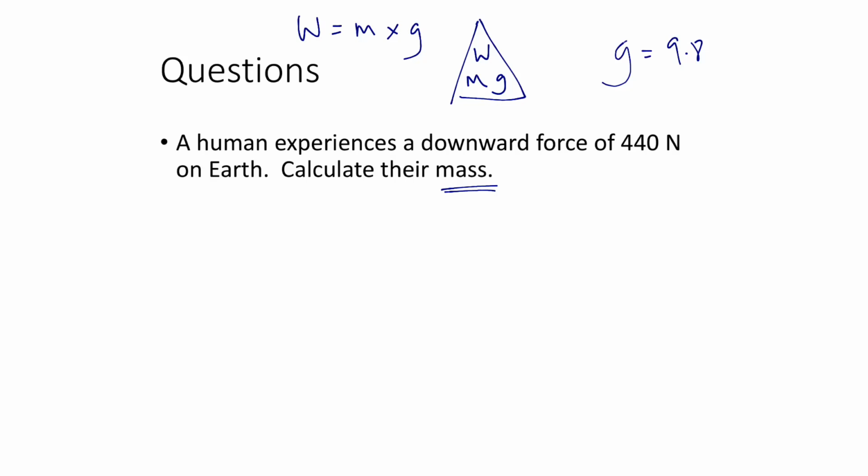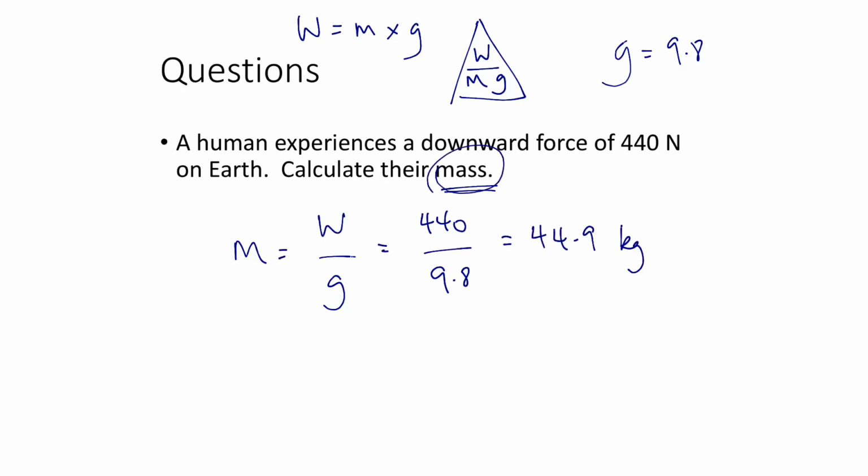So we want to find mass, so that equals weight divided by gravitational field strength. And now we plug in the numbers, 440, value of gravity, 9.8. Go to our calculator, 440 divided by 9.8 gives us a mass of 44.9. And remember our units, mass is measured in kilograms, 44.9 kilograms.